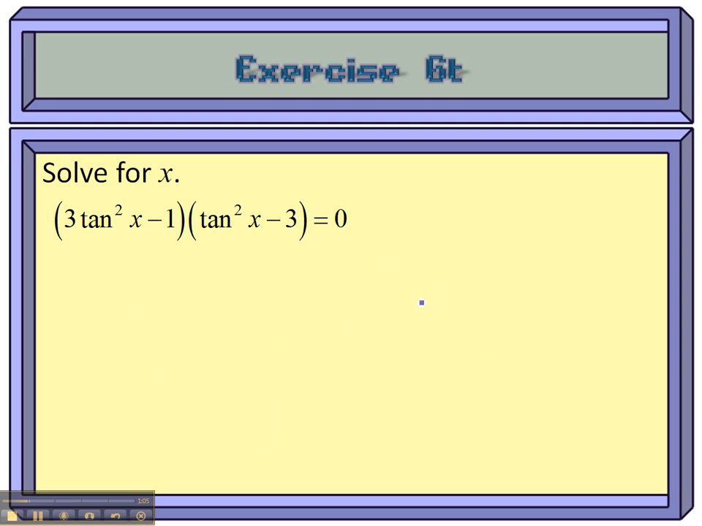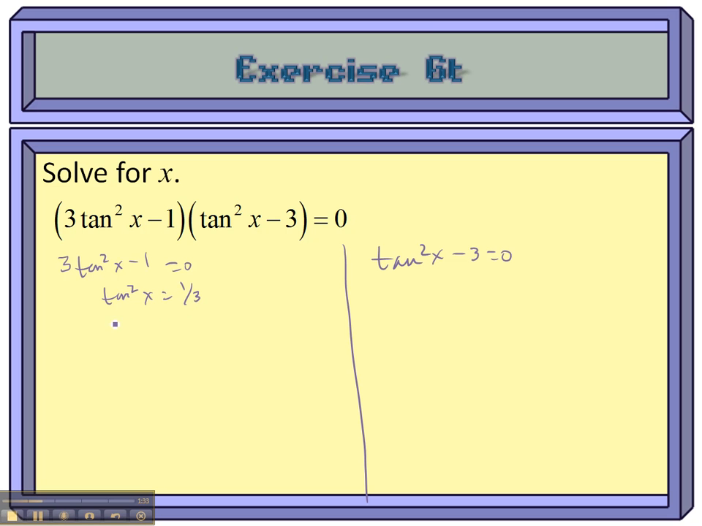Trig side. Again, apply the zero product property. 3 tan squared x minus 1 equals 0. Separate this because we have another set: tan squared x minus 3 equals 0. First one, add the 1 over, divide by 3. Tan squared x equals 1/3.